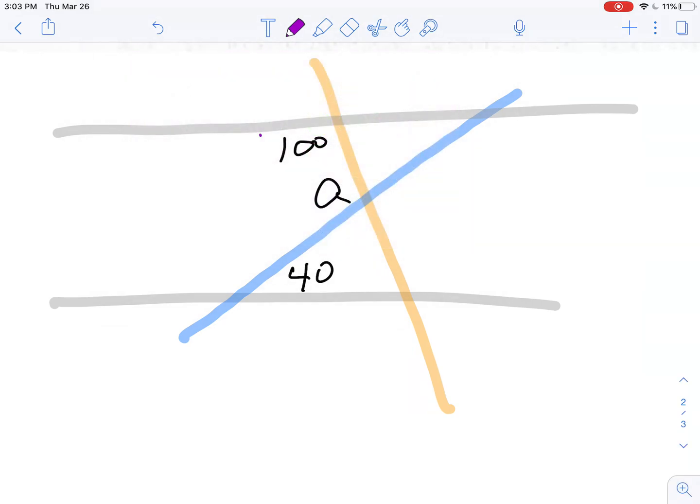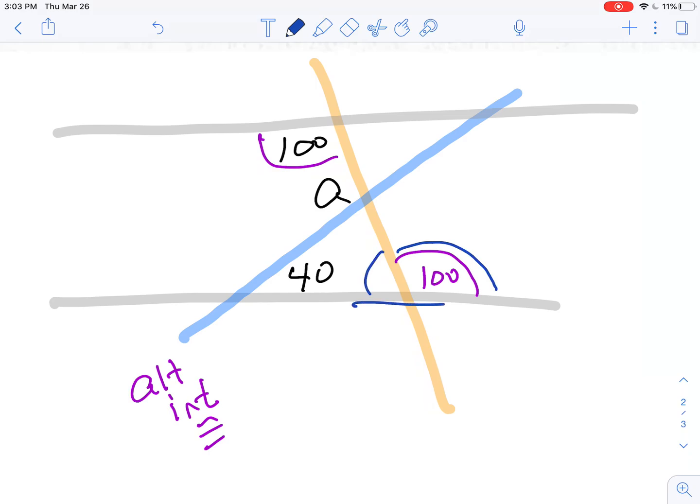Now we use what we know. If we look at the gray parallel lines and this orangish transversal, this angle and this angle are on opposite sides, so they're alternate. They're inside the gray parallel lines, so they're alternate interior angles. They have the same measure. This angle and this angle make a straight line. They have to equal 180 degrees. So this angle is 80 degrees.